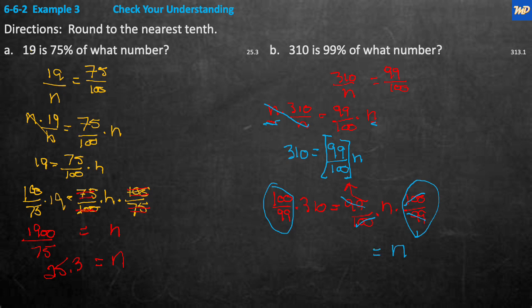Right there, n. And over here on this side, we have 310 times 100, which is 31,000 over 99. And when we do this multiplication, we find out that n is equal to 313.1 right there. You'll find that those are the exact same answers as before. And that maybe is how you worked it, so that'll help you.